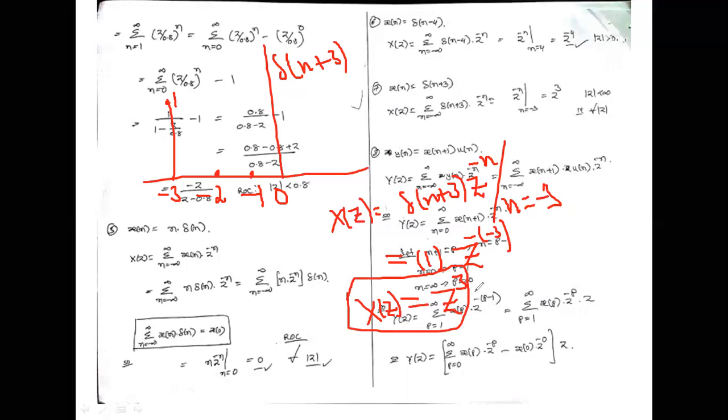The ROC is towards the left side, meaning less than infinity. Except z equal to infinity, the entire z plane is the ROC. For all remaining values of z, x of z takes a finite value and the function exists. That was delta of n plus 3.